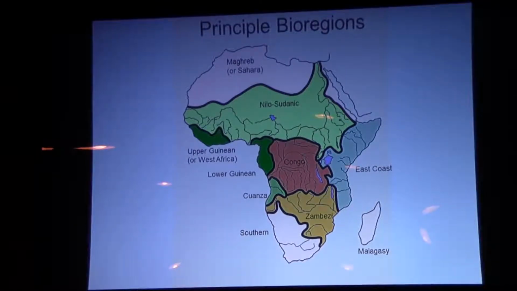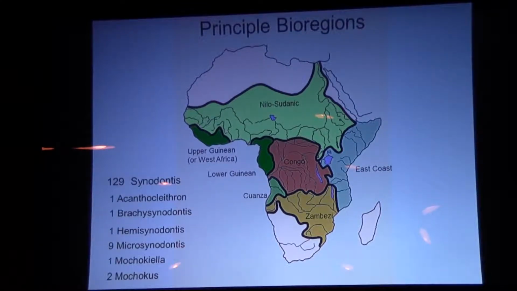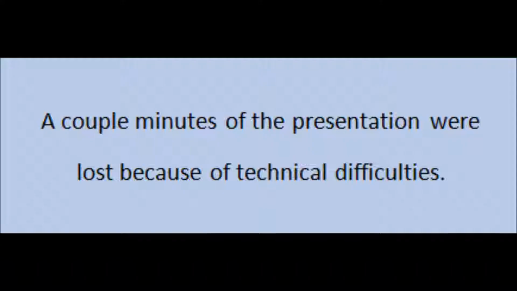Here are the principal bioregions of Africa that correspond with Synodontis. These are all the different ones. We'll go through each one and the different Synodontis that come from each area. There are 129 species of Synodontis. That accounts for Plethron, Brachysynodontis and Hemisynodontis, which, like in Europe, they consider to be Synodontis as well. If you guys have any questions, just go ahead and ask.